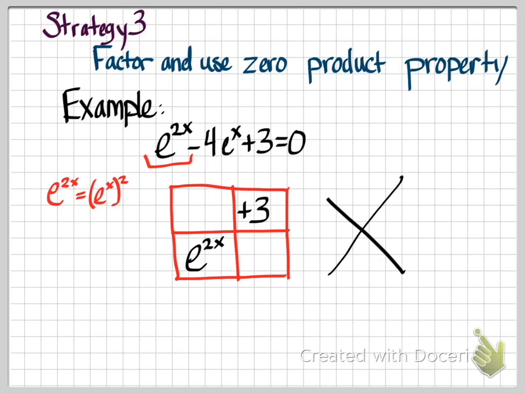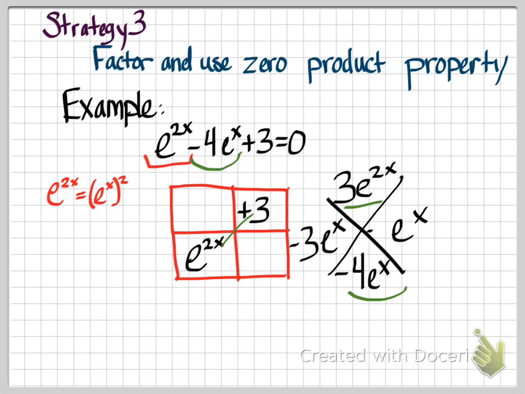So again, we put our highest power in the one corner, our constant in the opposite corner, and set up our diamond problem. In our diamond problem, we get 3e to the 2x because we multiply across the diagonals. And then we get the minus 4e to the x because of the term we have not used, and that gets split evenly. Now we simply figure out what multiplies to 3e to the 2x and adds to negative 4e to the x. And these are the two terms that do that. Put them back in your generic rectangle, and then we'll fill in the outside.